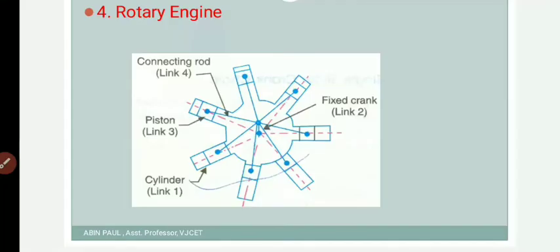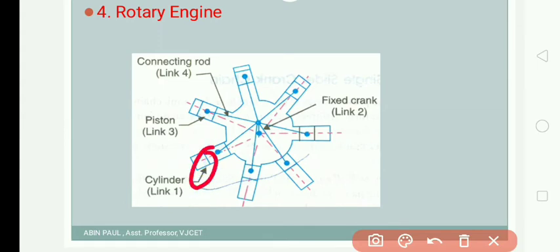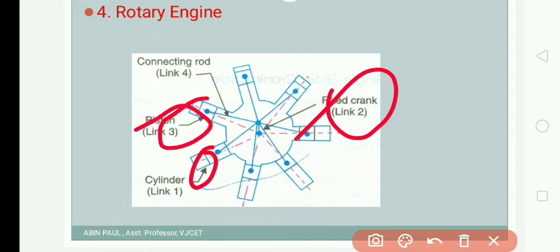Now we have the fourth inversion of the slider crank mechanism, that is the rotary engine. Here you can see the links. Link number 1 is the cylinder, link number 2 is the crank, link number 3 is the piston, and link number 4 is the connecting rod.